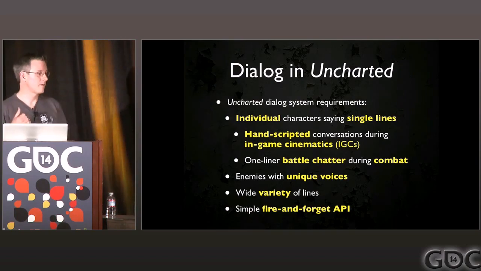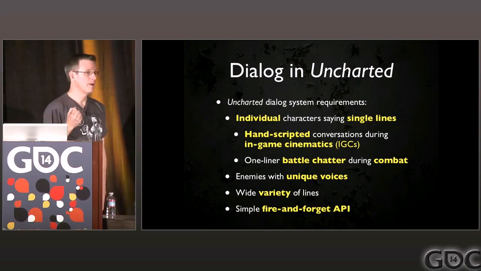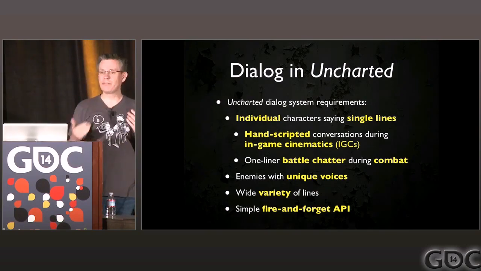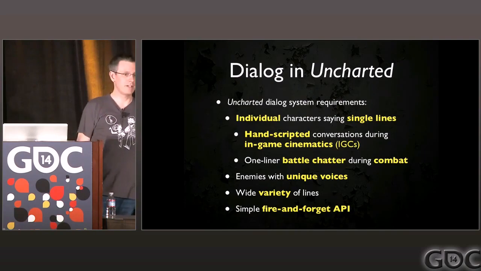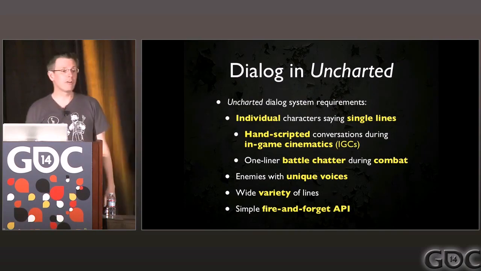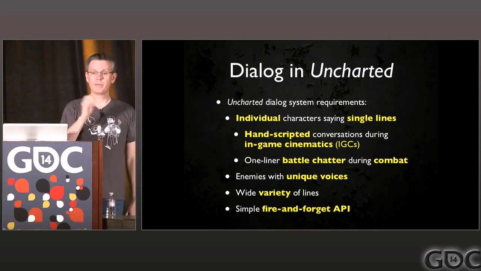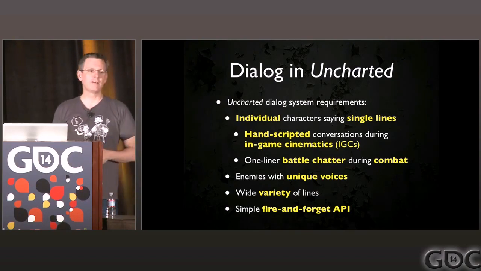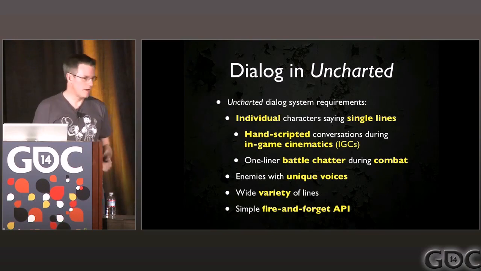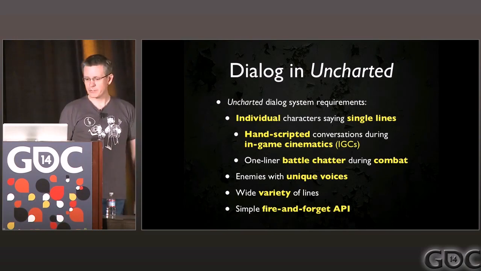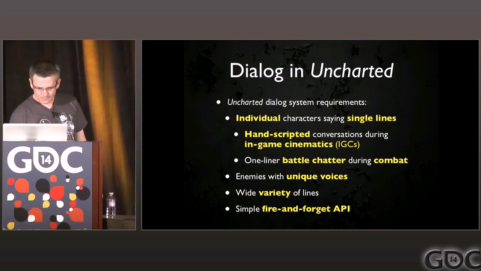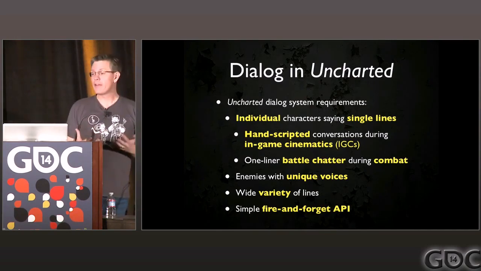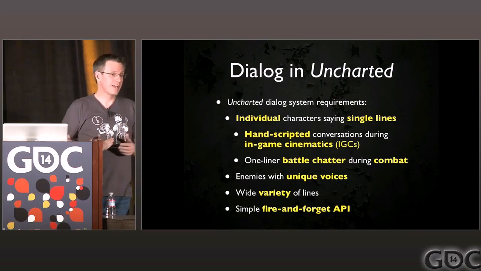During, for example, an in-game cinematic, we might ask a character to say a line, or there might be a back-and-forth conversation, but it would be very scripted out, and it would always play out the exact same way every time. In battle, we would have battle chatter, but again, it would just be individual AI characters calling out lines like, I'm out of ammo, or I'm flanking him, or there you are, airplane man, or whatever line that we chose.